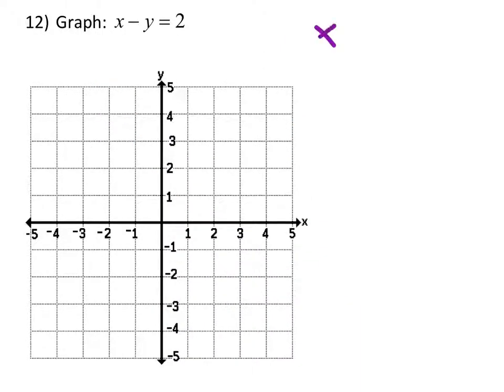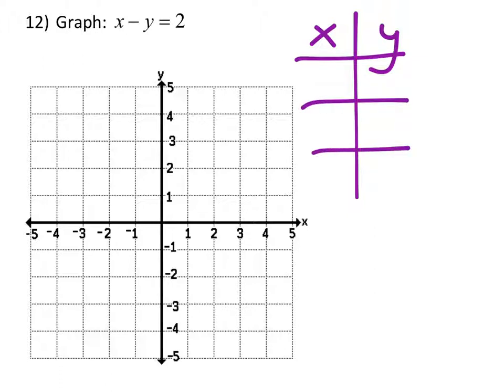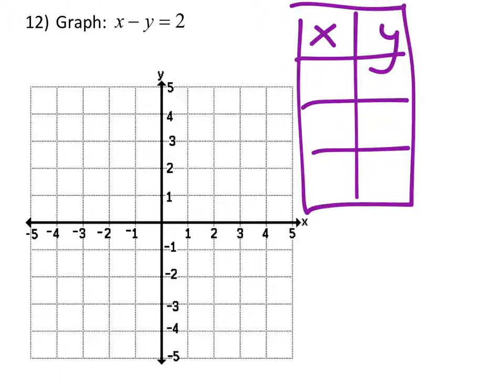So again, for this one, we're going to make a table. We got an XY table. You can call it a T table if you want. If it helps to box those in, that's fine as well. Okay.